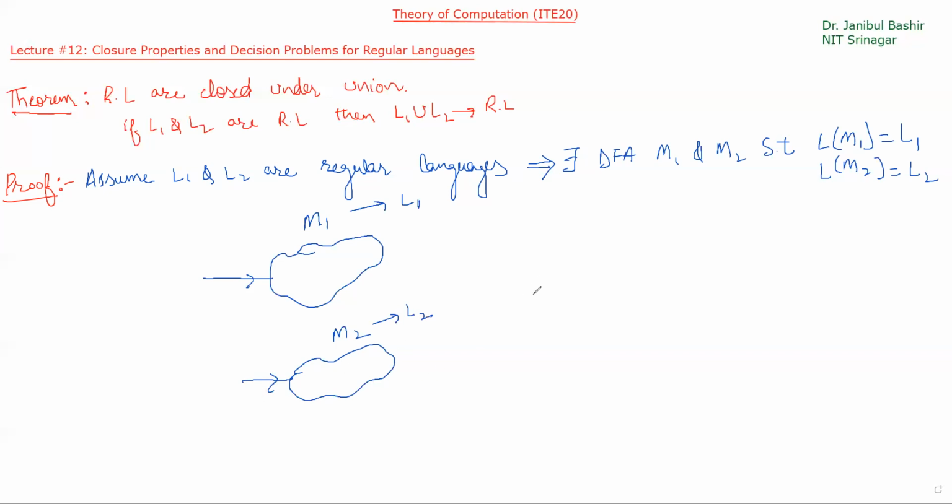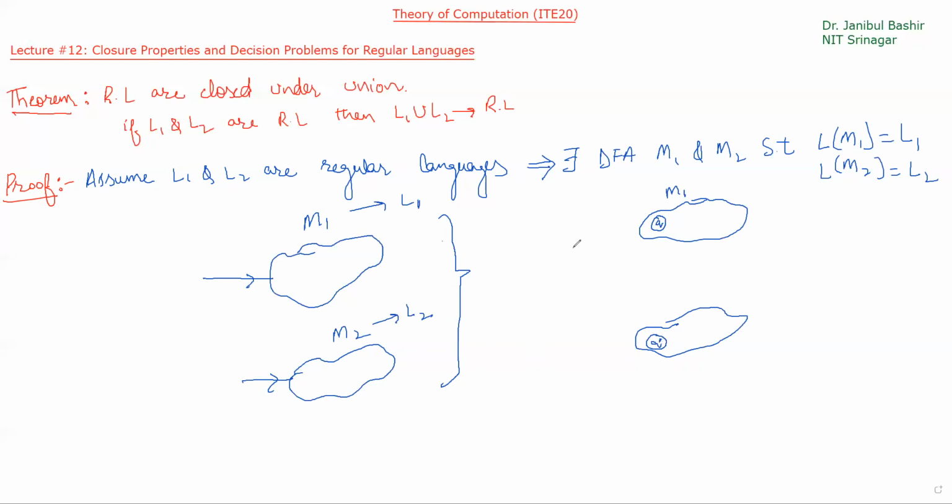Fine. Now let's create a new DFA from these two DFAs, or let's create an NFA. So let's say this is M1, and this is its initial state. And this is M2, and this is its initial state. Let's suppose it is Q dash.